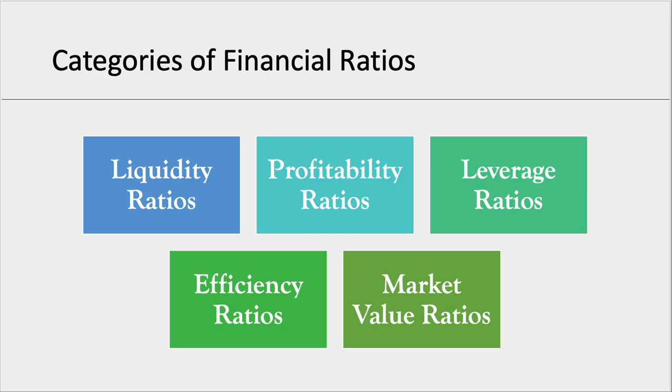Financial ratios are divided into five main categories: liquidity ratios, profitability ratios, leverage ratios, efficiency ratios, and market value ratios. Each category helps us understand a different aspect of a company's performance. For instance, liquidity ratios help us see if the company can pay off its short term obligations, while profitability ratios show us how well the company is generating profits. Leverage ratios focus on debt levels, efficiency ratios on asset usage, and market value ratios tell us how the company is valued in the stock market.